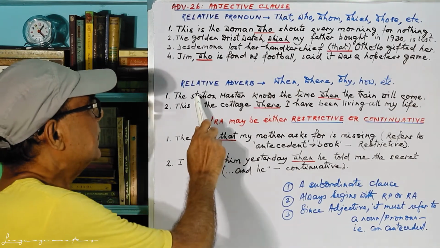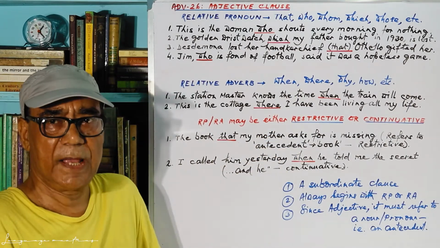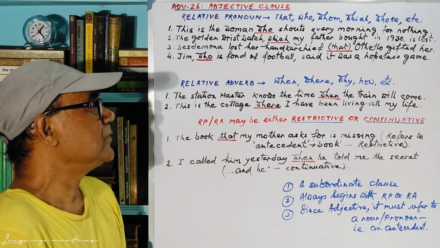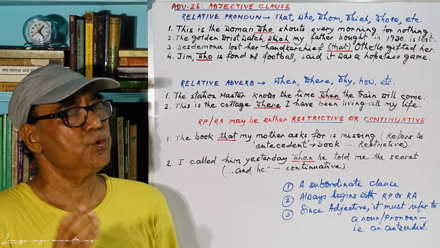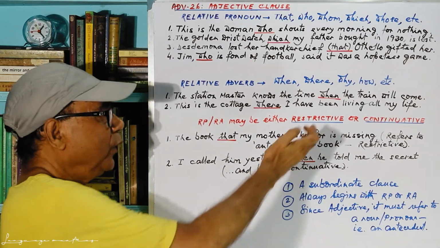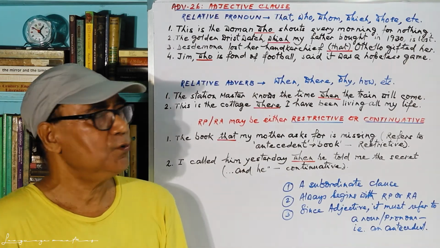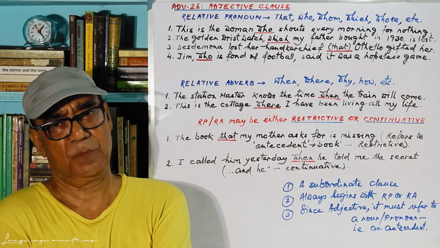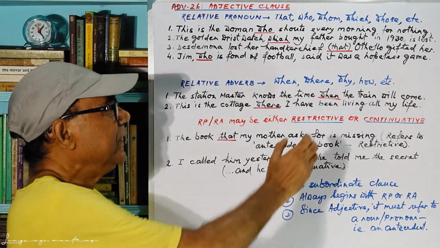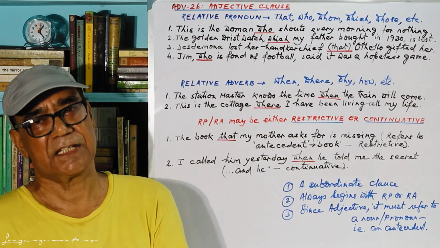Then come to the relative adverbs: when, where, why, how, etc. We have discussed them enough. Here we have just one or two examples. The station master knows the time when the train will come. The station master knows the time, then when. When is a relative adverb, and this when actually refers back to the word time. And time is a noun. So you see how this adverb is also behaving like an adjective. That's why, despite having an adverb in the sentence, it is an adjective clause.